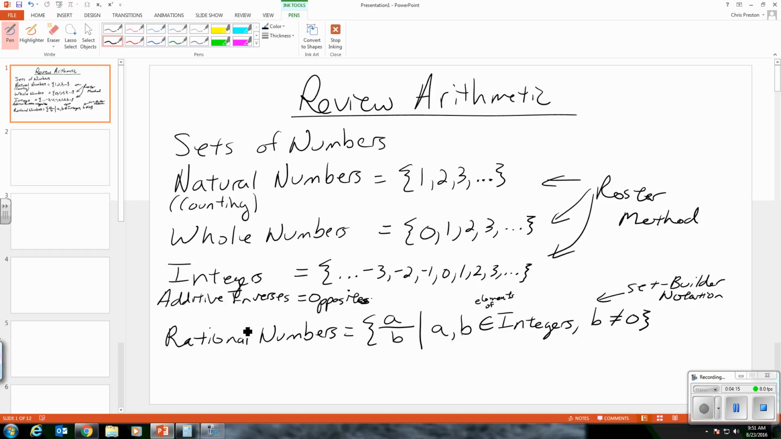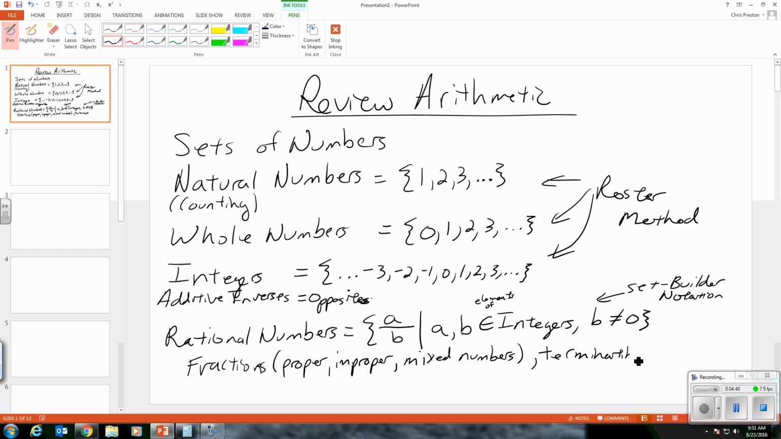So what kind of numbers are those? Fractions, like I said, and this is both proper and improper fractions, mixed numbers, like 5 2/3. Terminating decimals are also rational numbers.